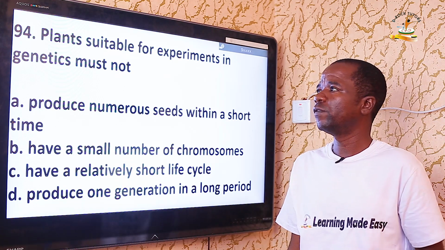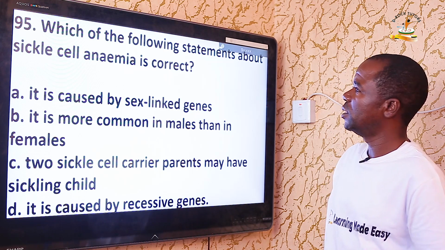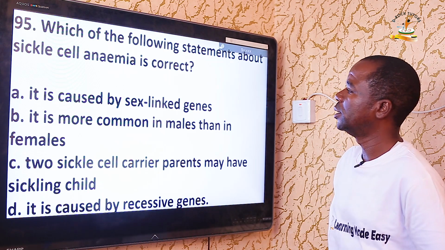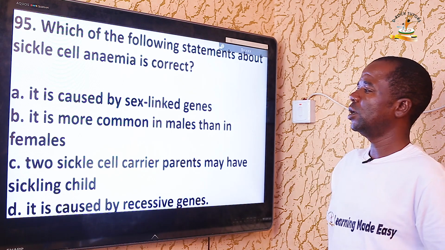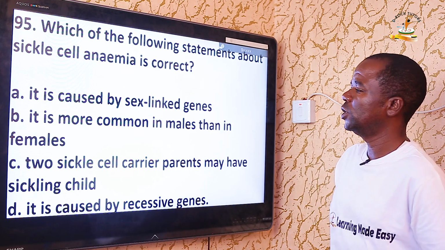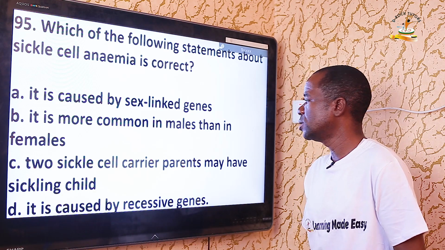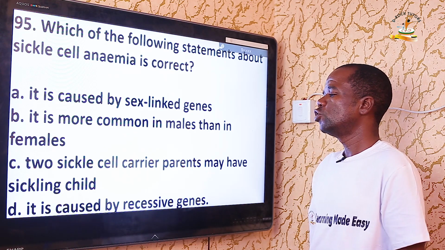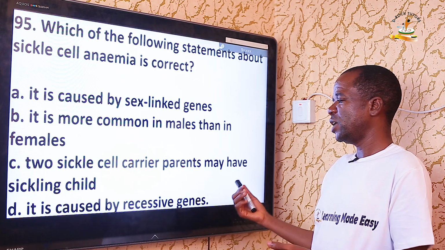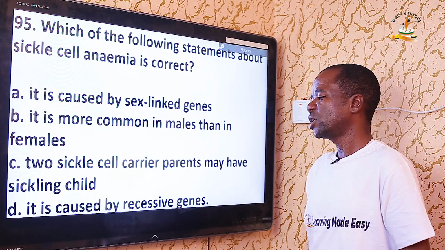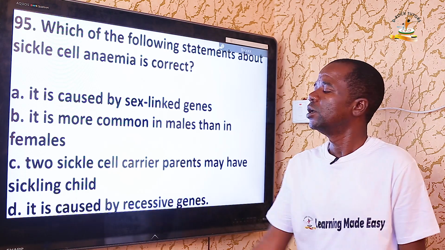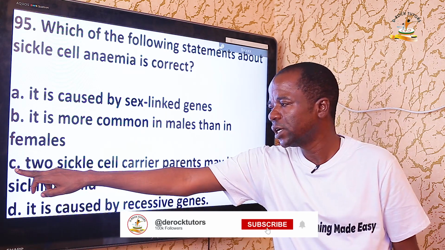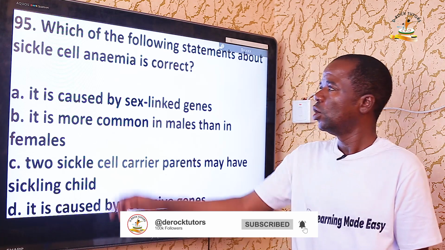Let's go to number 95. Which of the following statements about sickle cell anemia is correct? Option A, it is caused by sex-linked genes. B, it is more common in males than female. C, two sickle cell carrier parents may have a sickling child. And D, it is caused by recessive gene. So the most correct answer here is C.